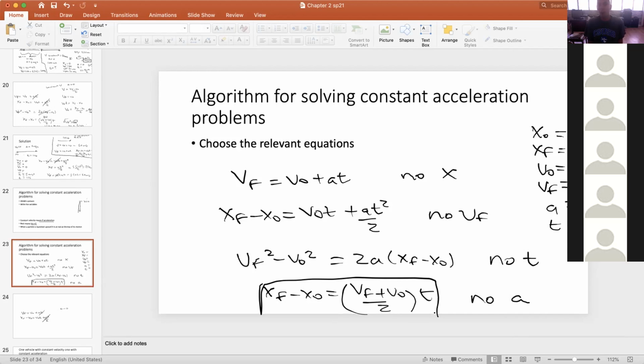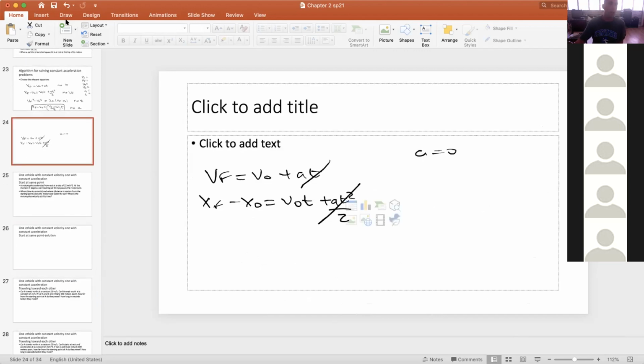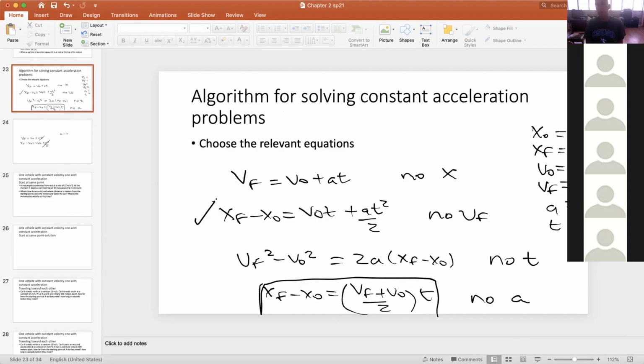For instance, in that problem, we didn't know v final. Every equation has v final except this one right here. So if you don't know v final and you don't want to solve for it right now or ever, you're going to go straight to that equation. You're taking a test and you're trying to solve for x final and you don't know v final and you don't want to solve for it, you go right there. You could always solve for v final and use one of the other equations, but what I'm trying to get at is you're trying to take the test and you're stuck and you don't know what to do. You're completely lost.